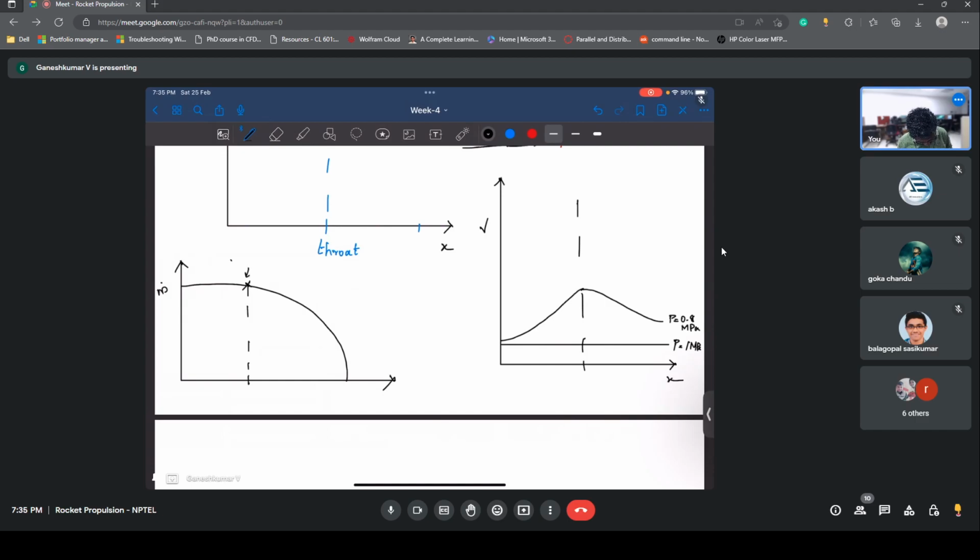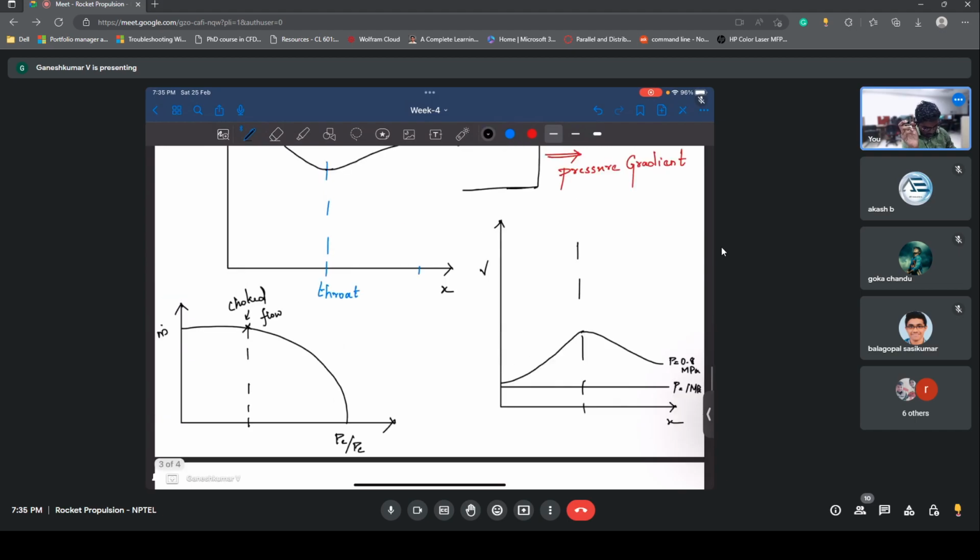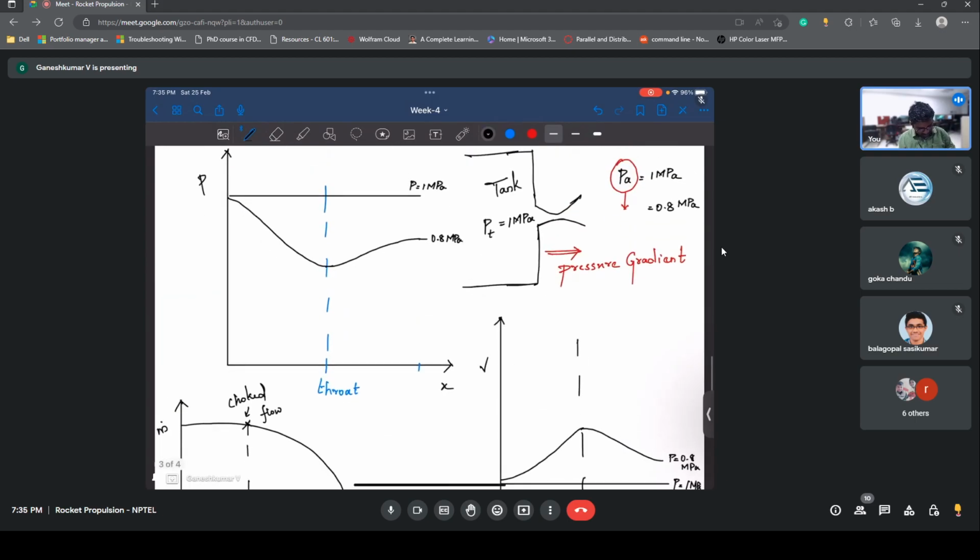This is the corresponding point where the choke flow happens, and after that if you increase the pressure gradient, it's not going to increase the mass flow rate. So please bear with me, I will complete it.